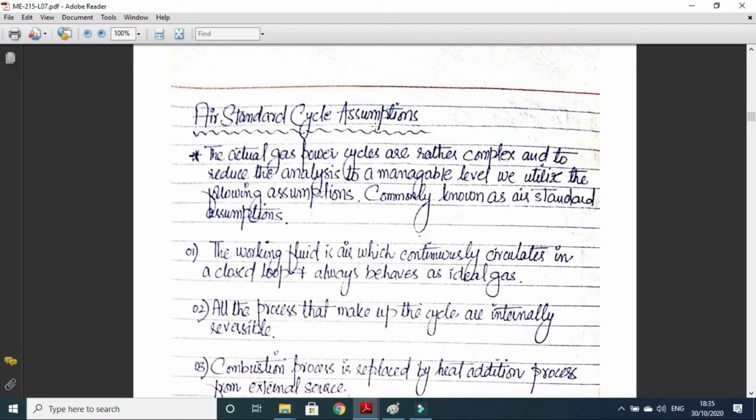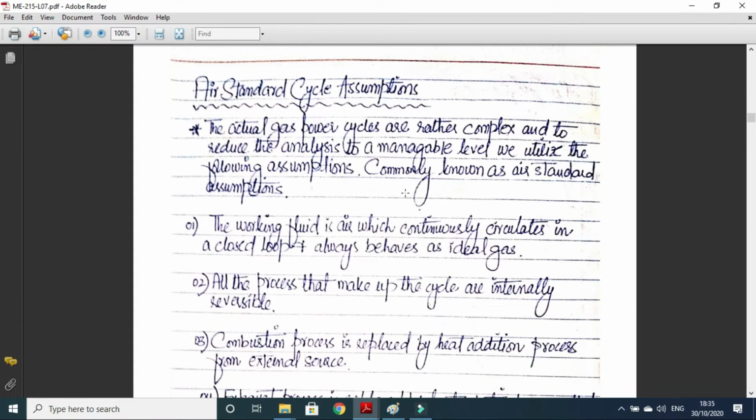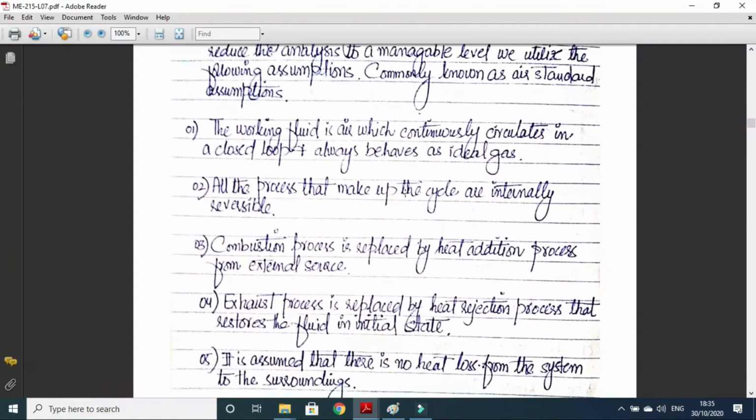So what are these assumptions? These assumptions are called air standard assumptions. This thing you have already learned in the course of thermodynamics. Let's revise these assumptions: the working fluid is air, which continuously circulates in a closed loop and always behaves as an ideal gas. So the working fluid is air, number one, and it circulates in a closed loop. That is, we have a closed system, and it always behaves like an ideal gas. So we can use the ideal gas relation.